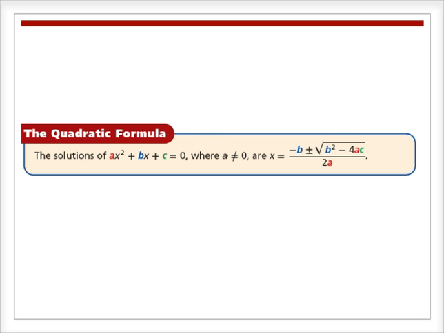The quadratic formula itself is negative b plus or minus the square root of b squared minus 4ac all over 2a. And the a, b, and c refer to the parts of the quadratic in standard form. A being the coefficient of x squared, b the coefficient of x, and c is the constant, which you know is the y-intercept. So we want to look at those three parts in order to use the quadratic formula.